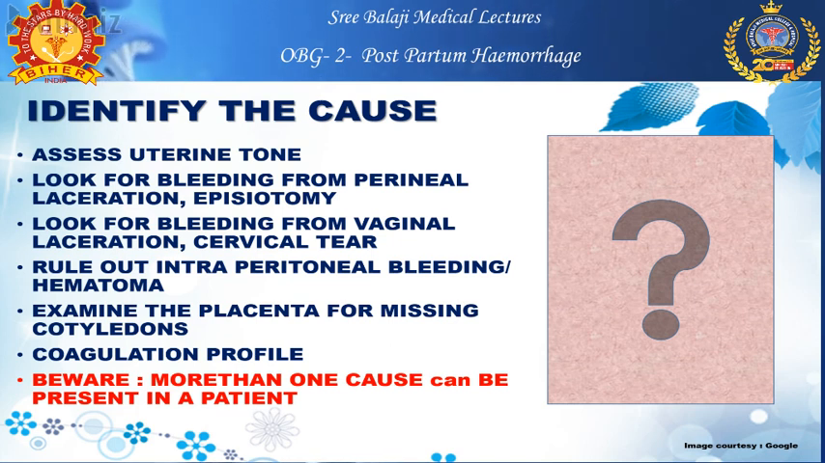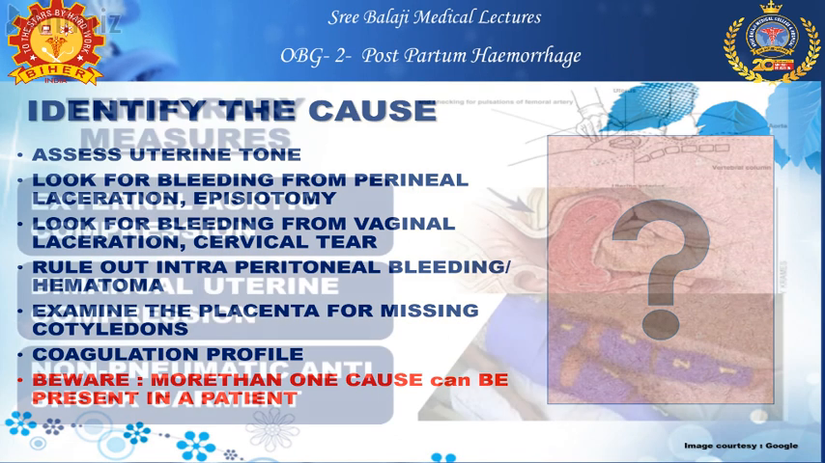And always be aware that more than one cause can be present in a particular patient. That is, a patient with atonicity can also have a traumatic PPH. A patient with a traumatic PPH can also have DIC, disseminated intravascular coagulation.